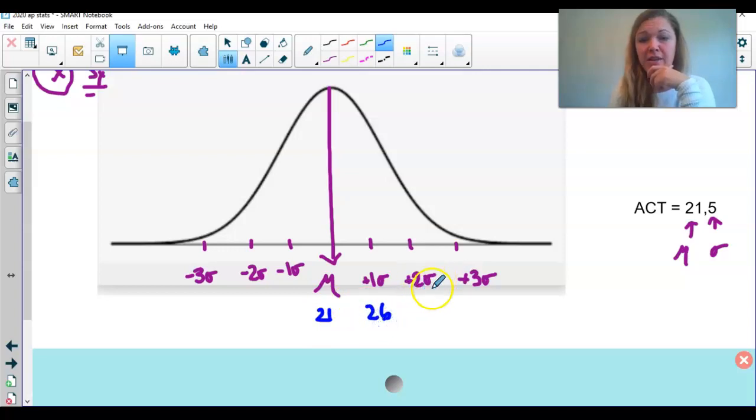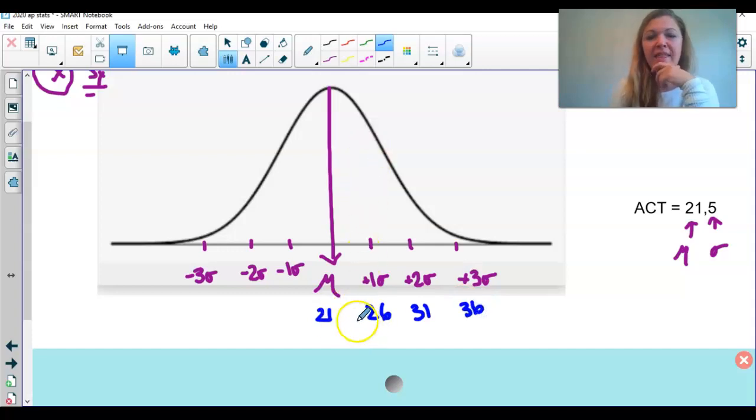And then we can do it again, 2 standard deviations above the mean, or it's just one more from the previous one. So we just add 5, because that's 1 standard deviation. Here's another standard deviation above the mean, so let's add 5 again. Okay, so we're at 31. And let's add 5 one more time. So we're at 36.